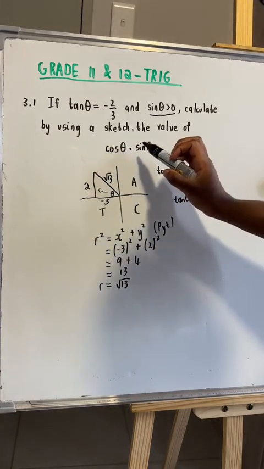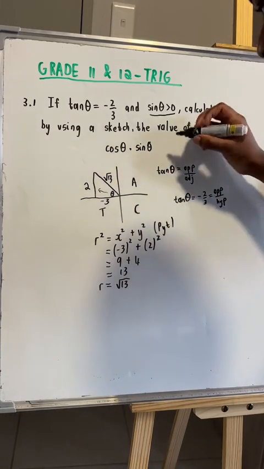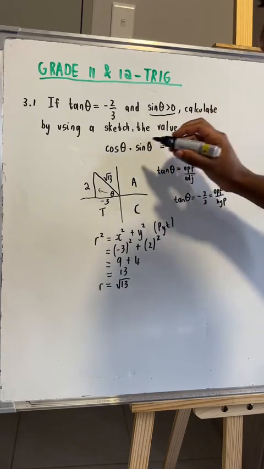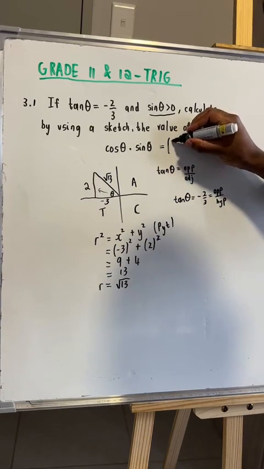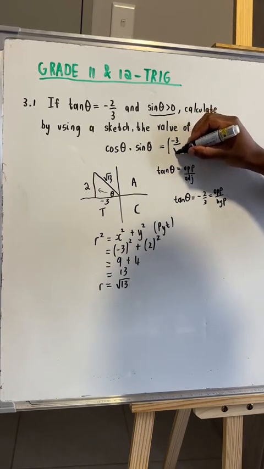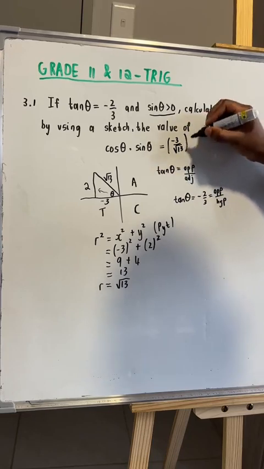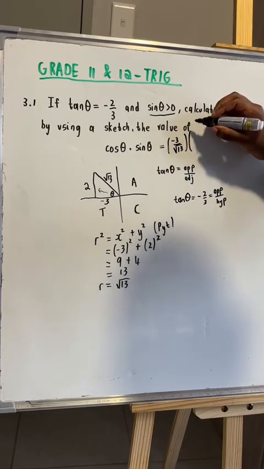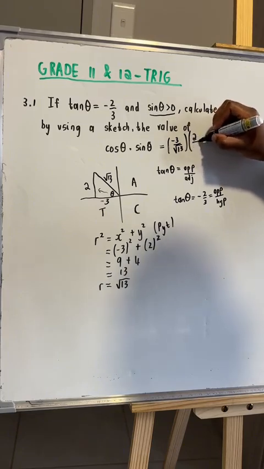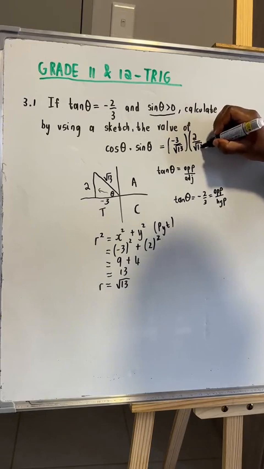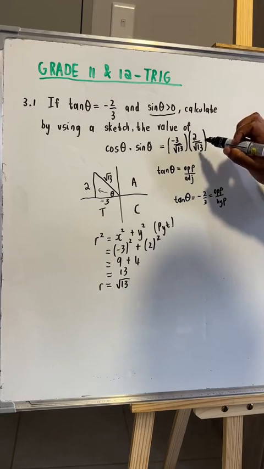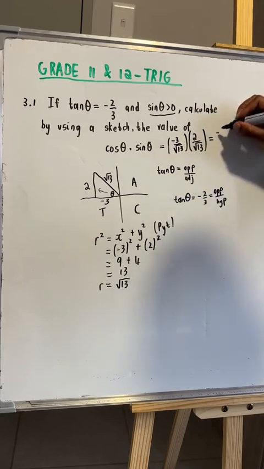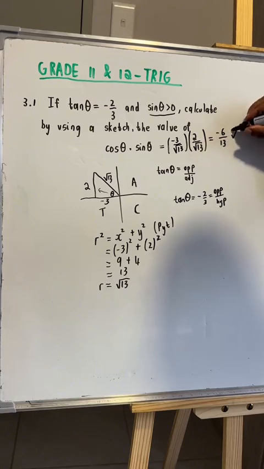Finding cos theta multiplied by sine theta is really simple now, because we know that cos of theta is equal to x over r, which is the adjacent side, negative 3, divided by our hypotenuse, root 13, and sine of theta is equal to the opposite side, 2, divided by our hypotenuse, root 13. So we'll simply have negative 3 times 2, which is equal to negative 6, divided by 13. This gives us our final answer.